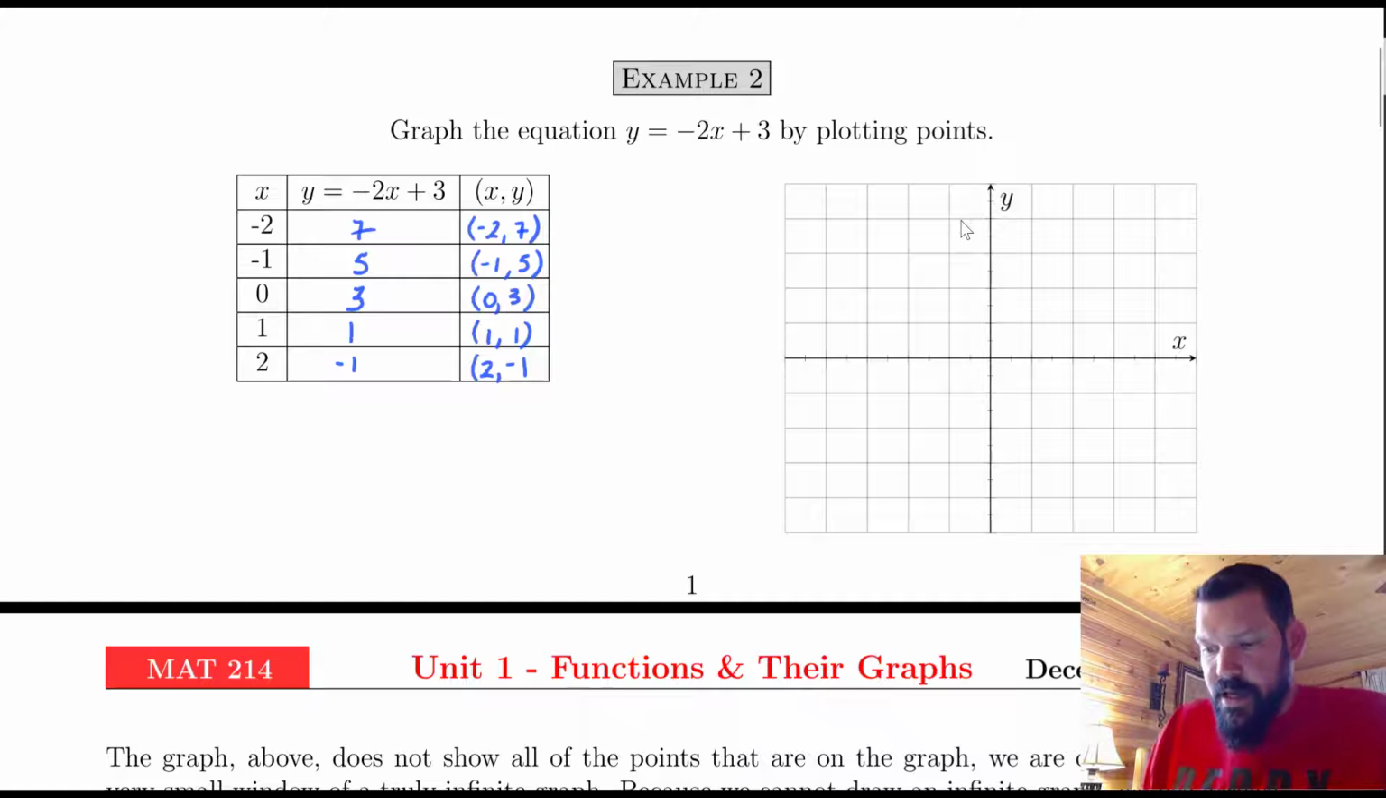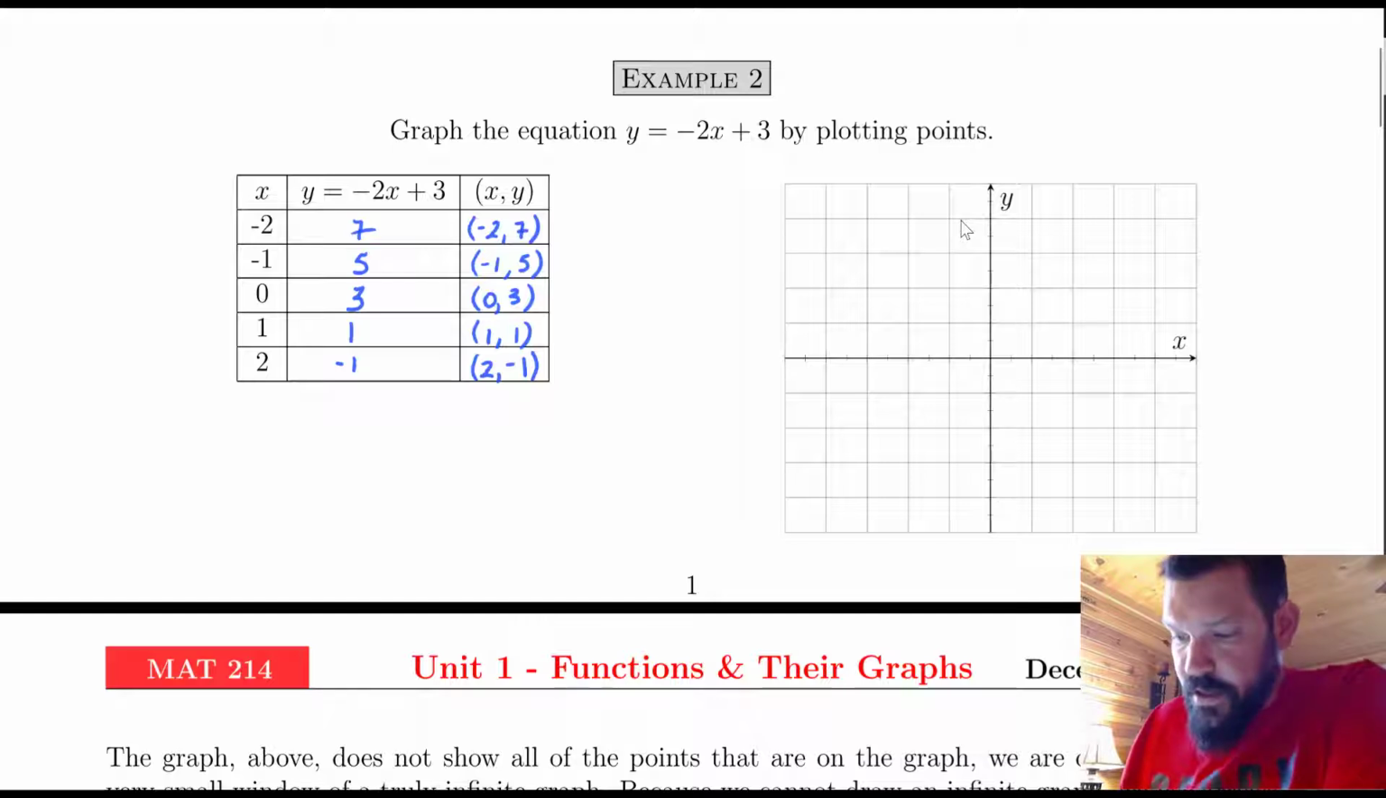So you can see that as our x values increased by 1, our y values decreased by 2. So we do have a negative slope, and that's what we have in our equation. Negative 2 is the slope. We have a y-intercept of positive 3, and that corresponds to our ordered pair 0, 3.